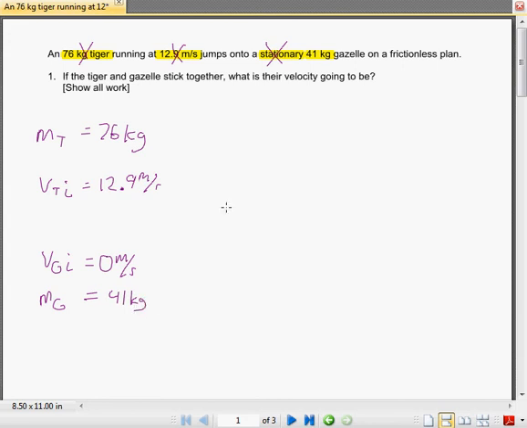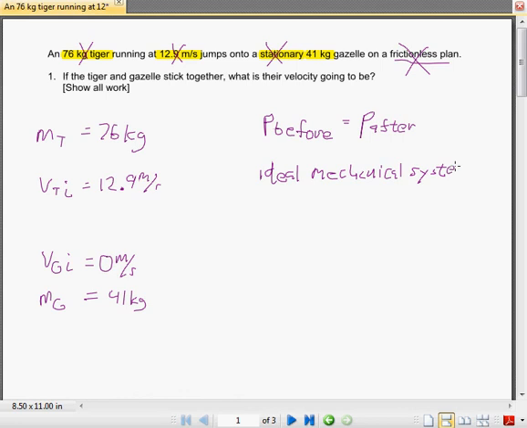Okay, so let's do this. Now remember, guys, conservation of momentum tells us that P before equals P after. And this is in a closed system with no outside forces except for gravity. That makes sense. It says frictionless, so so far, no outside forces. This is an ideal mechanical system. Very important to realize that. So there are no outside forces. P before equals P after.